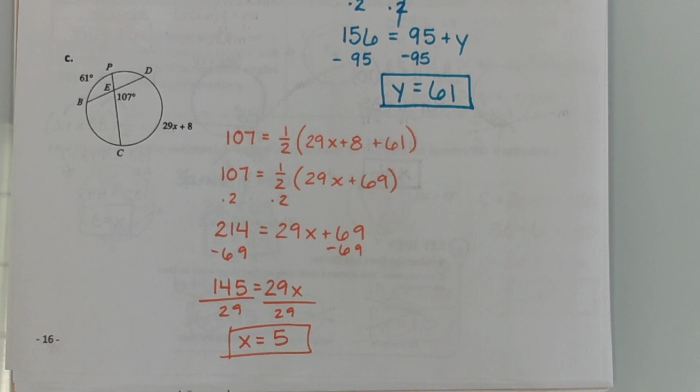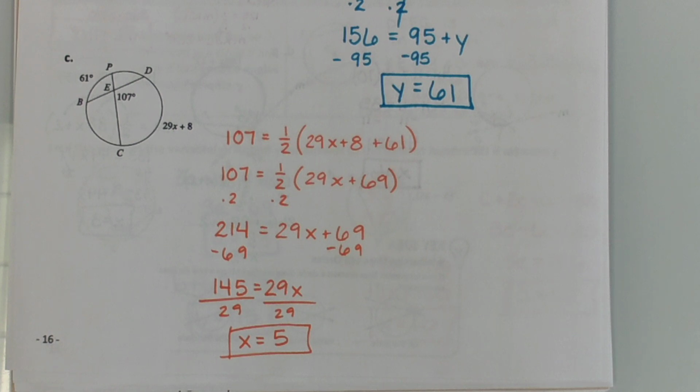Angle. So in this case, the number 107 equals, don't forget the 1/2, arcs added together. 61 and 29 plus x plus 8. I don't care which order you add them in. It doesn't make a difference. Combine like terms here. Which one of those go together first? 61 and 8. I got the 29x and 69.